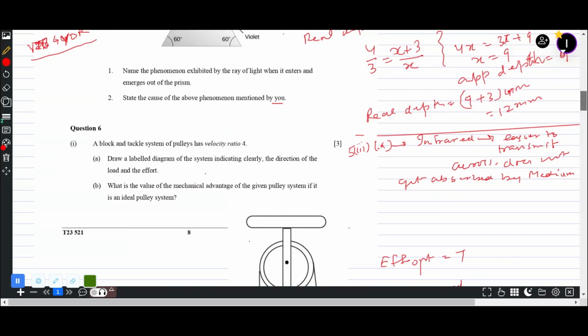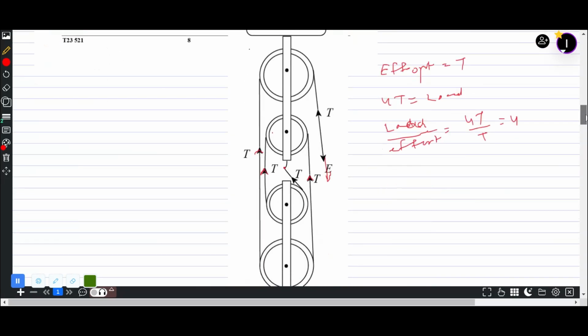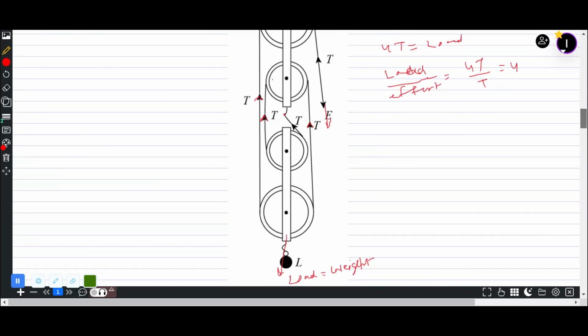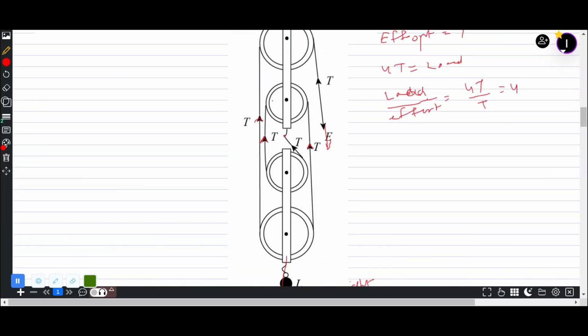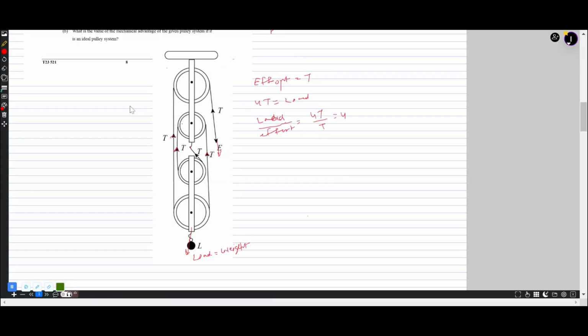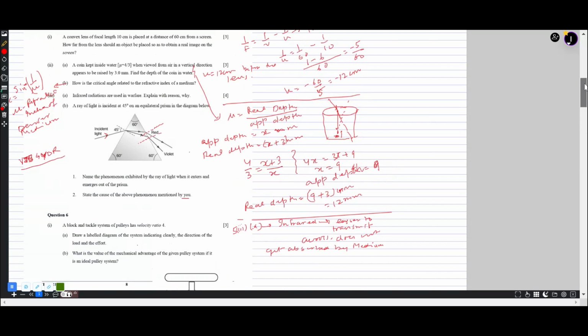Draw a labeled diagram. What is the value of the mechanical advantage of the pulley system? The mechanical advantage I have worked out, that is 4. So that's it. This is the diagram. If you want, you can take a screenshot or something, and that should give you an idea. Great. So now we'll move on to question number 7.